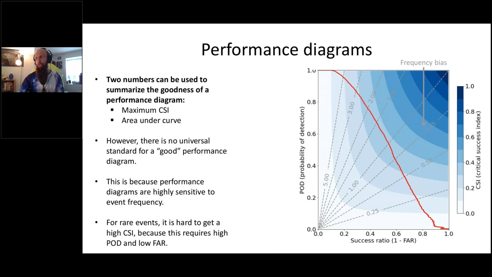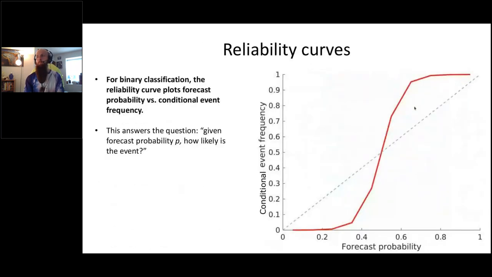So you tend to see lower CSIs, and you tend to see performance diagrams on the bottom left. So for some forecasting problems, you can have a performance diagram down here with a maximum CSI of like 0.15, and people are like, hey, that's amazing. That outperforms the state of the art. Whereas for some prediction problems, you can have a CSI of 0.7 and people are like, oh, that's garbage. We have lots of better methods. So it really depends on the problem.